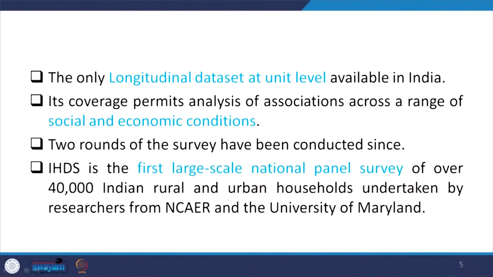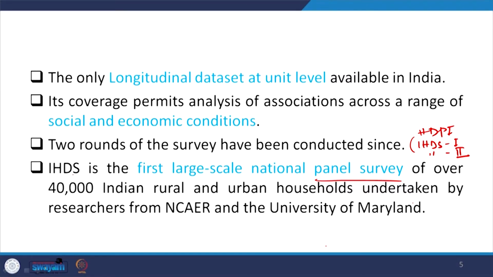And the coverage of this IHDS actually permits analysis of association across a range of social and economic conditions. Two rounds of the survey have been conducted, that is IHDS 1 and 2. If you mix with the rural, then we can include HDPI as well, as I already mentioned. IHDS is the first large scale national level panel survey of over 40,000 Indian rural as well as urban households, undertaken by researchers from NCAER and the University of Maryland.